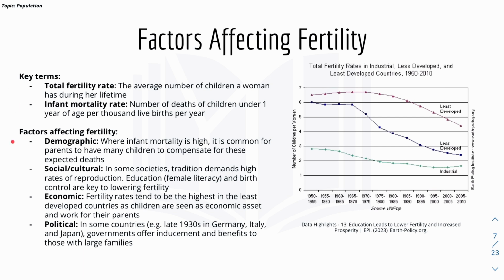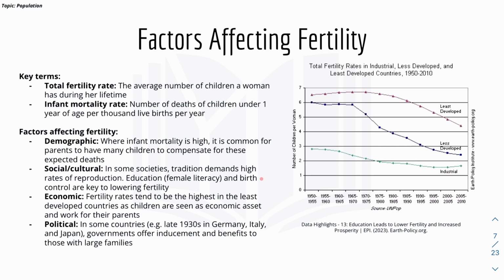And here are 4 different factors that affect fertility. We have 4 quite different factors. In other words, in least developed or less developed countries, parents or families would like to have more children, as they need to account for potentially their infants dying due to poor healthcare and poor sanitation. So that's social and cultural as well.